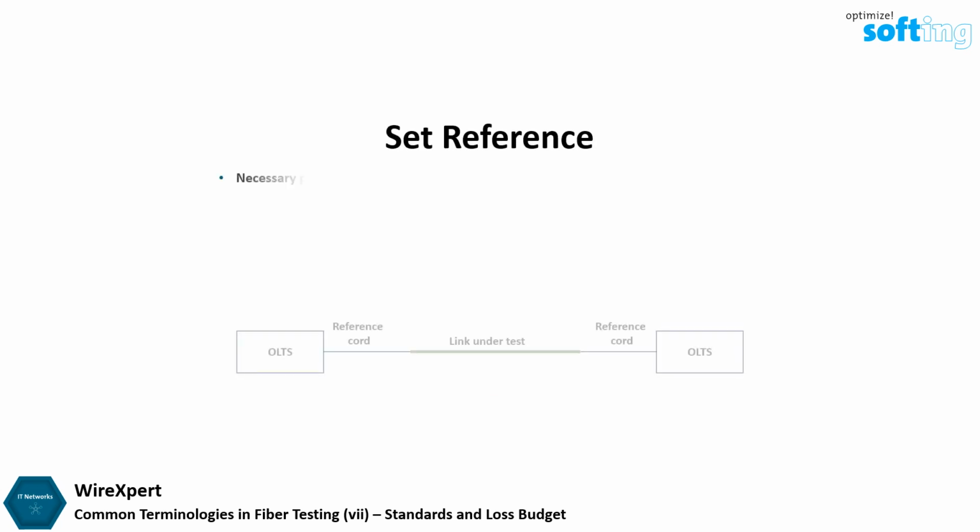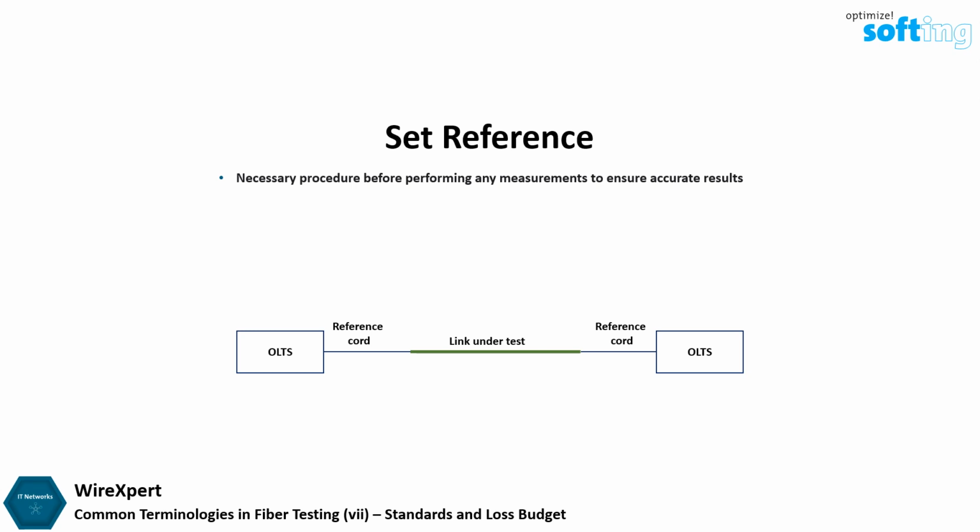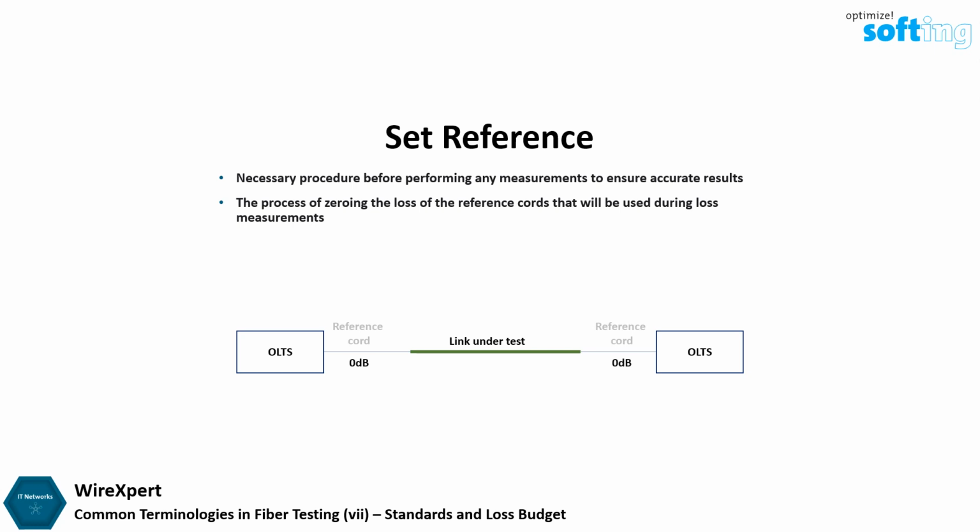Set reference is required before performing any measurements to ensure results are accurate. Set reference is the process of zeroing the loss of the reference cords that will be used during loss measurements. There are several methods to perform a set reference, and this will be further explained in the next video.